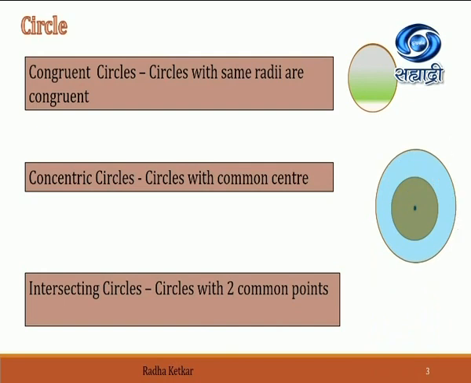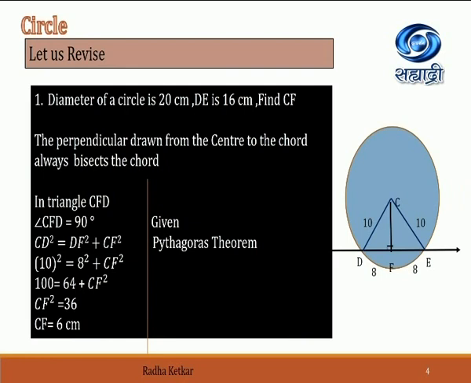The third one is intersecting circles, circles with two common points. You can observe two common points. So these are intersecting circles. This also you have done last year. So let us solve one example just to revise the concept.